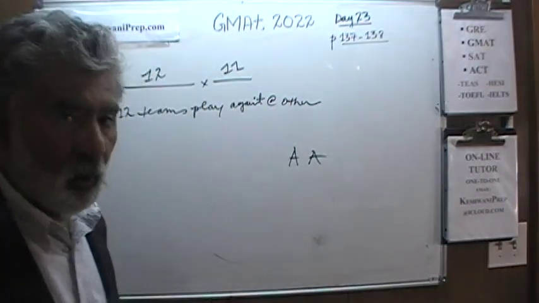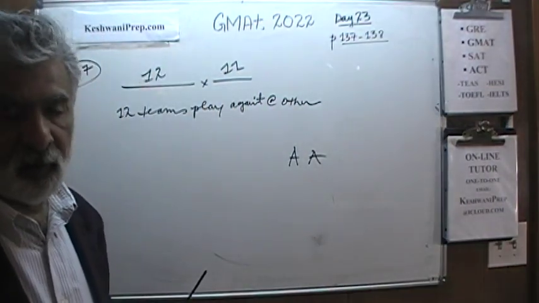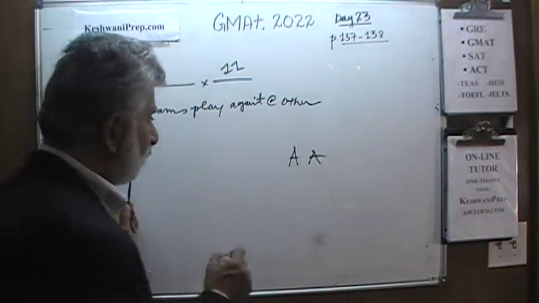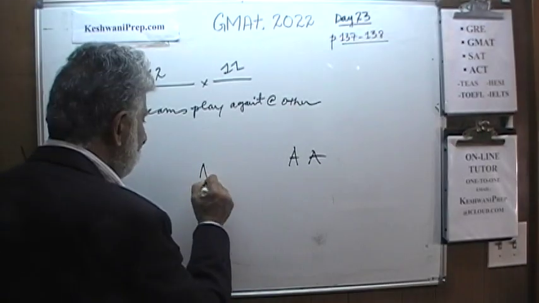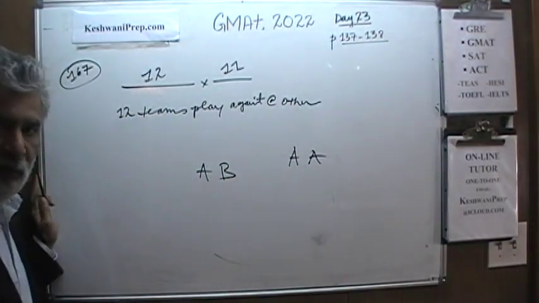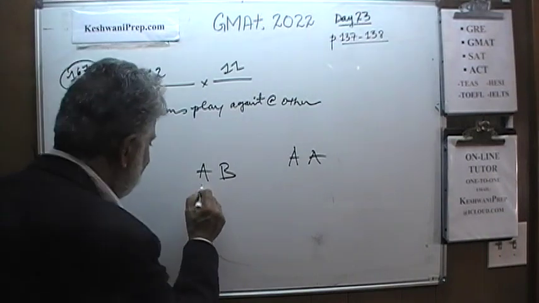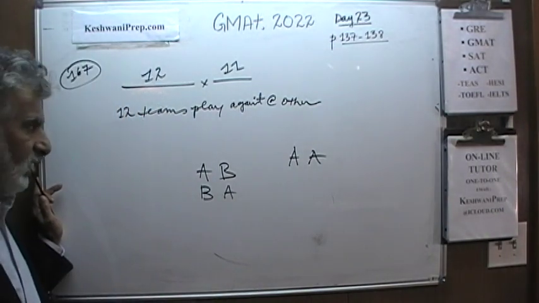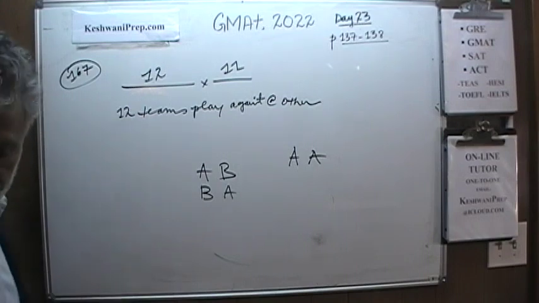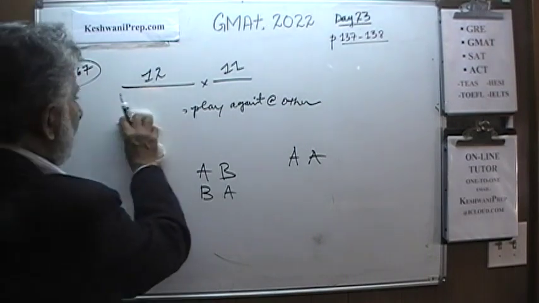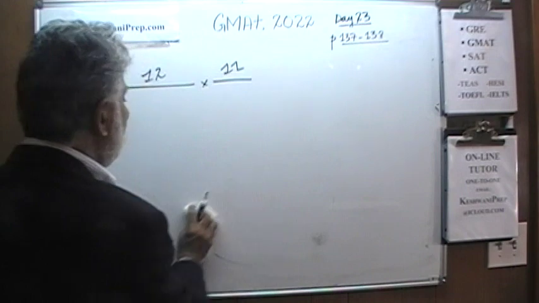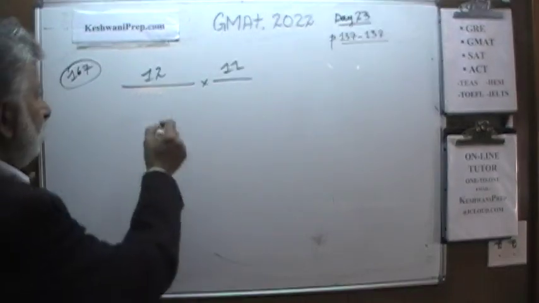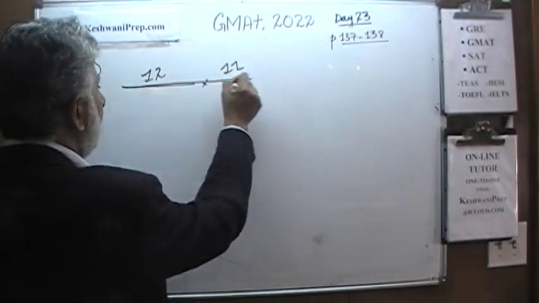We also must understand that here, order does not matter. This is a combination problem. Order does not matter because a match between A and B is the exact same match as the one being played between B and A. These are the possibilities here, 12 times 11, and we must take half of that.